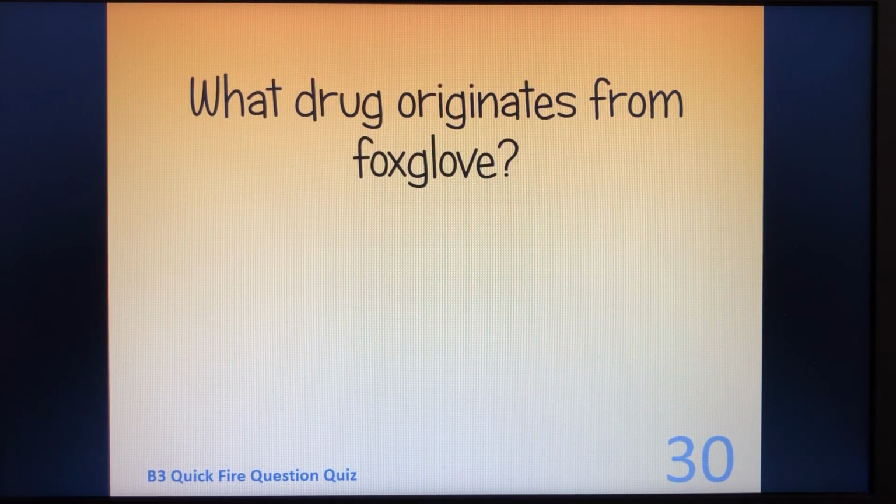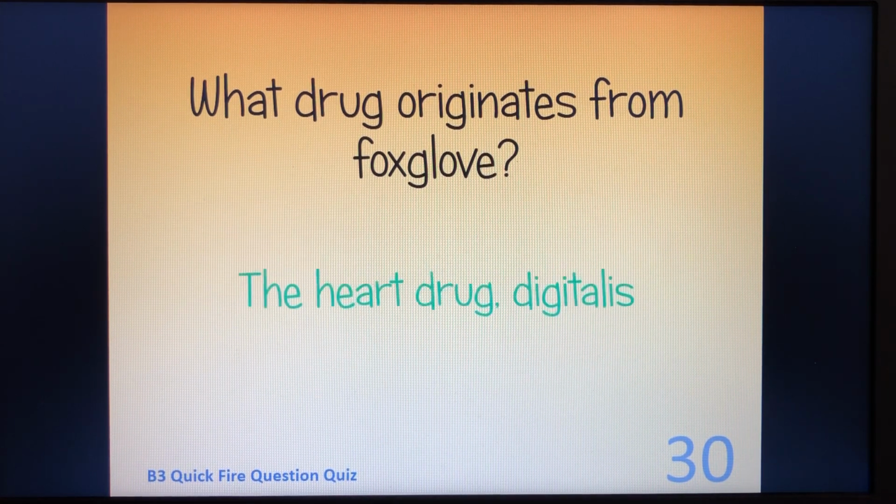Question 30. What drug originates from foxglove? Okay, glove. Glove goes over our hands. Our hands and our fingers can be called something. Again, that's another link to help us. And the answer is the heart drug digitalis. Our fingers are known as our digits, and we cover our digits in a glove. That's going to be our link to help us remember.